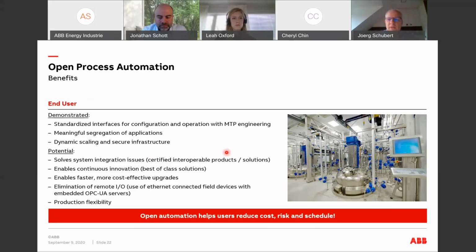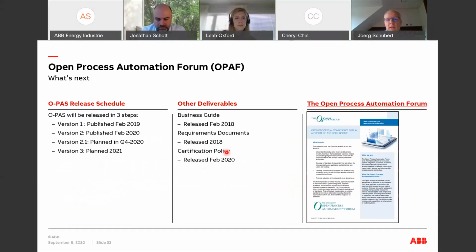So with that, I think I would like to move out of this. We see open automation as the key for the future to address the market trends, make sure that the production costs are going down to where they need to be, and the technology will help us to reduce the risk and improve execution schedules. With this, I would like to hand over to Jonathan again and ask him, how are we moving forward from where ABB has been in these piloting activities, and how is the OPAF now moving forward from where we stand right now?